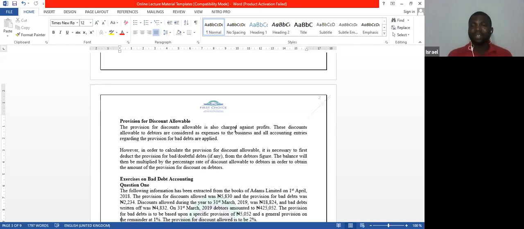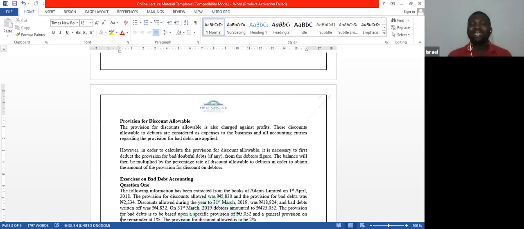Bad debts are the first charges against trade receivable accounts. Provision for doubtful debt is the net value of trade receivable control accounts minus bad debt. That figure is what we are going to use. So you are going to find percentage on it, or if they give us a figure, to reduce it further.